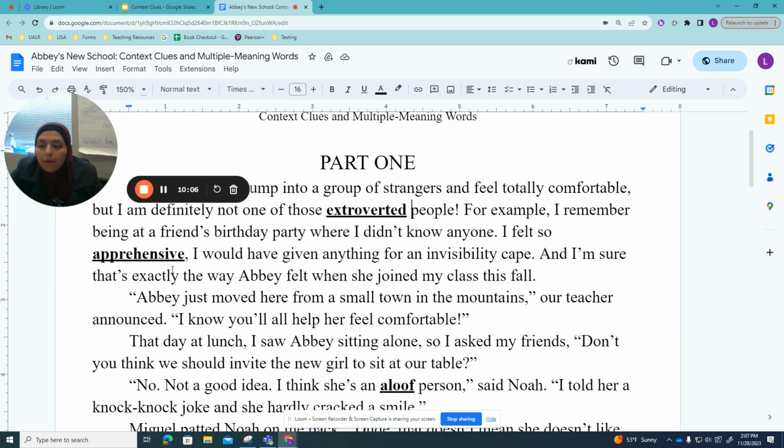For example, I remember being at a friend's party when I didn't know anyone. I felt so apprehensive. I would have given anything for an invisibility cap. Here, our context clue for the word apprehensive is an invisibility cap, right? So if you want to hide away from the world, does that suggest that you're nervous? Yeah. It suggests that you're very shy, you're uncomfortable about being out and mingling with people, and you just want to hide away in your invisibility cape. So with that being said, we can infer that the word apprehensive means nervous, shy, right? So if you feel so apprehensive about something, you feel nervous, you don't really want to go out there and talk to people and do all those things.